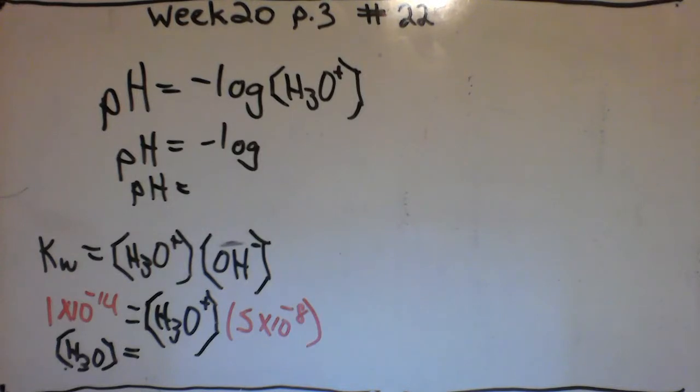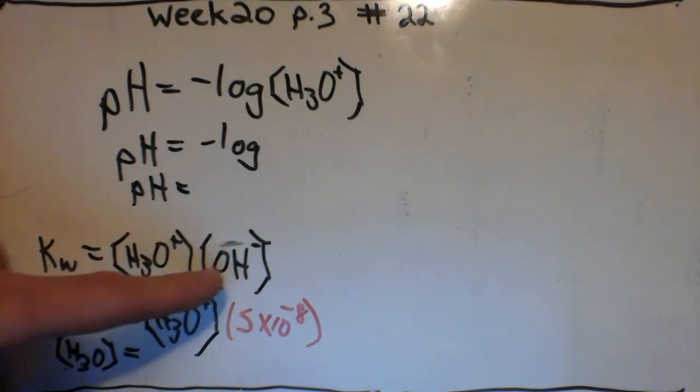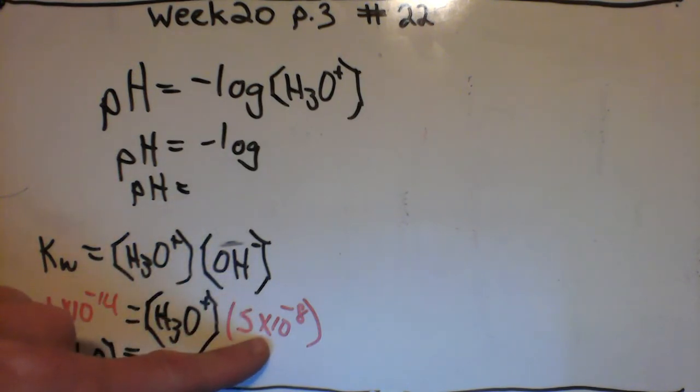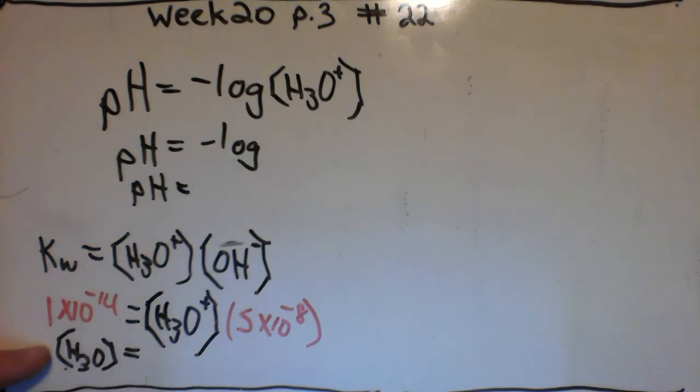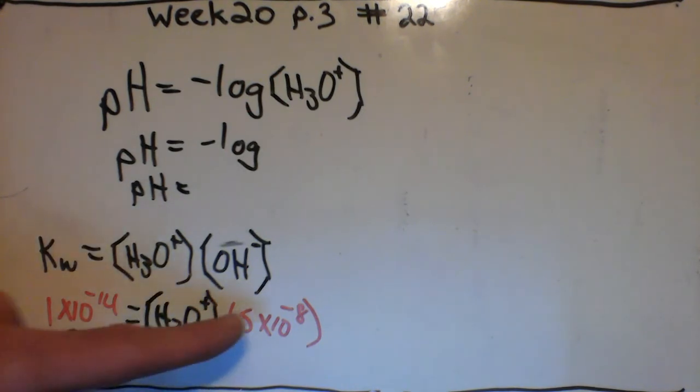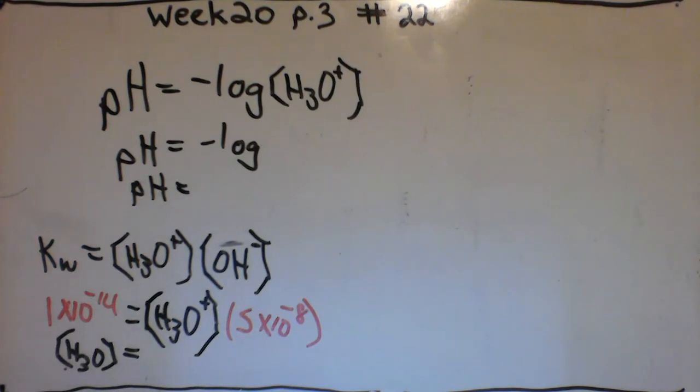So in order to do this problem, we need to use two formulas. We need the pH formula, and we need the ion product constant formula for water. We replace the known for the Kw. We also know the concentration of hydroxide. Then we solve the problem to find out the concentration of hydronium by dividing both sides by 5 times 10 to the negative 8th. We get 2 times 10 to the negative 7th.